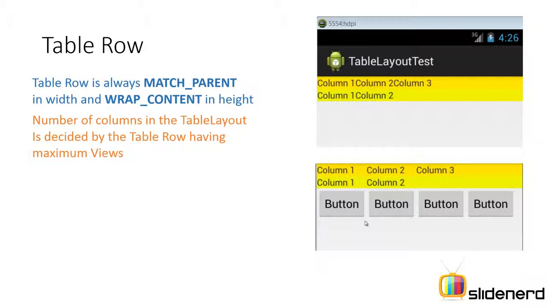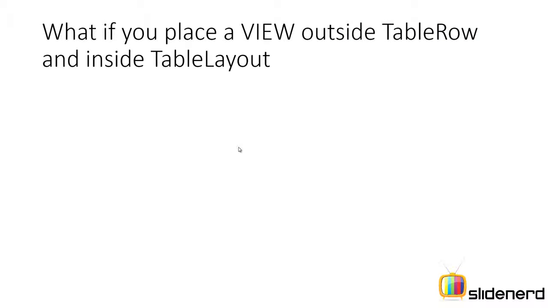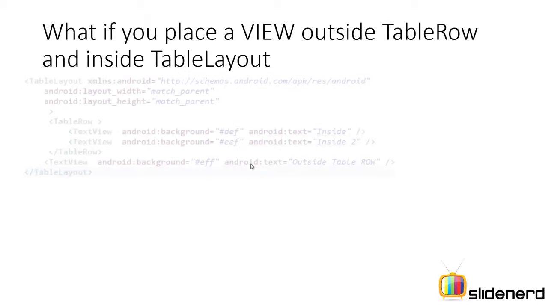Now, the table layout adjusts the columns based on the number of elements inside a row. Column width automatically adjusts based on the size of the column with maximum width. And now let's discuss what happens if you place a view outside a table row but inside a table layout. Now can you do this? That is the first question you have. Yes, you can do this.